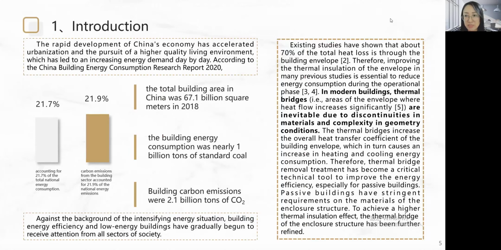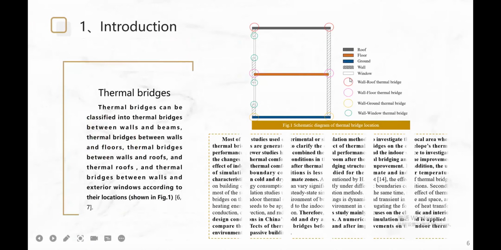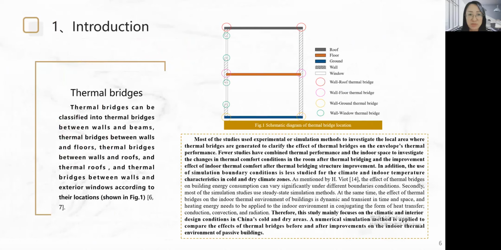In modern buildings, thermal bridges are inevitable due to difficulties in materials and complexity in geometry conditions. Thermal bridges can be classified into thermal bridges between walls and beams, walls and floors, walls and roofs, and walls and exterior windows according to their locations, shown in Figure 1.